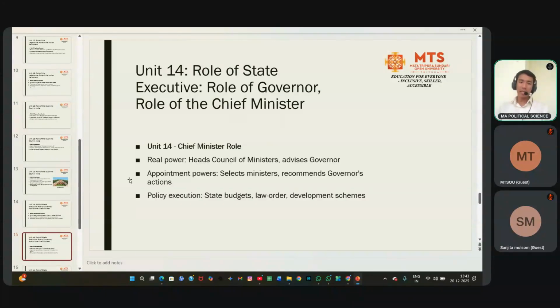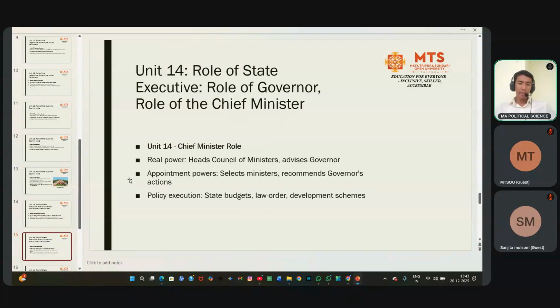What is the role of the chief minister? Heads the council of ministers, advises the governor. The council of ministers: the education minister, tourism minister, health minister, what else? Transportation minister, agriculture minister. So these are the types of ministries, and all these are under the office of the chief minister. Also, the chief minister gives advice to the governor to do this and that.